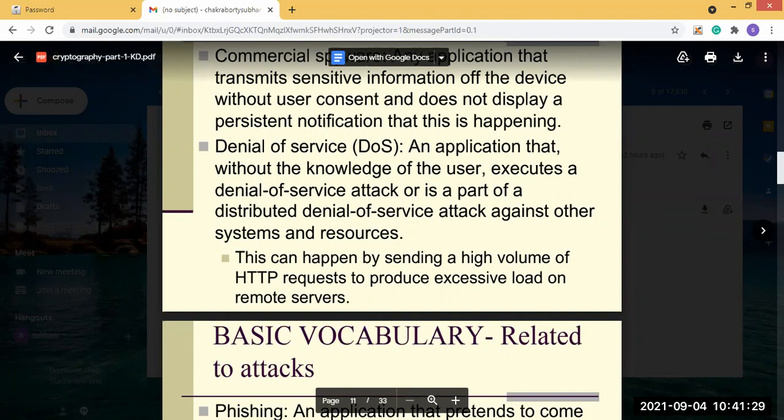Let's say you don't know anything. If you are a user, you don't know anything, and the requests will go to the server. Excessive load will be given to the server, so it will send a high volume of requests, and without your knowledge it will happen. The server will not be able to accept requests because flow control will not happen. You are not giving anything, but the installed application produces the excessive load and sends HTTP requests, so excessive load goes onto the remote servers. That is the denial of service attack.